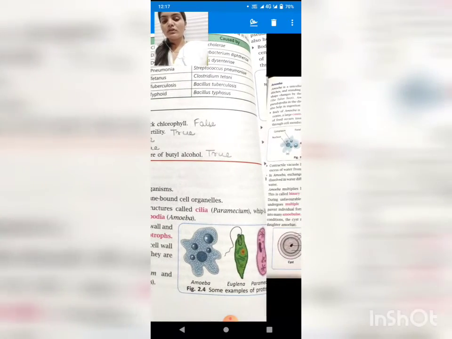Unicellular means although they have a complete cell, although they have a mature cell, they are unicellular, meaning the complete body of the organism completes in one single cell. In one single cell, the whole body of a kingdom Protista animal completes itself. For example, see in figure 2.4 there are some examples shown: amoeba, euglena, paramecium.